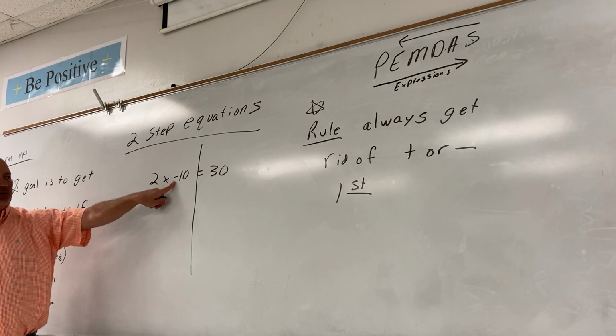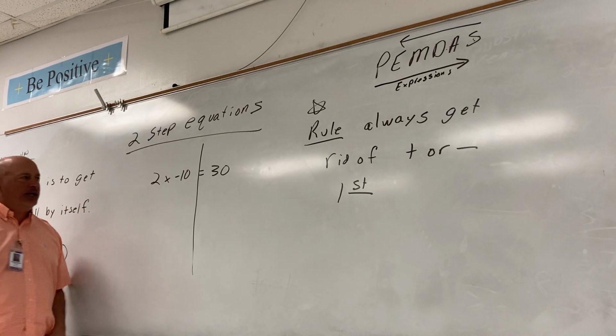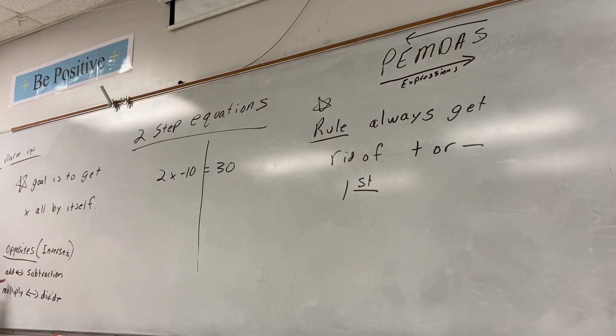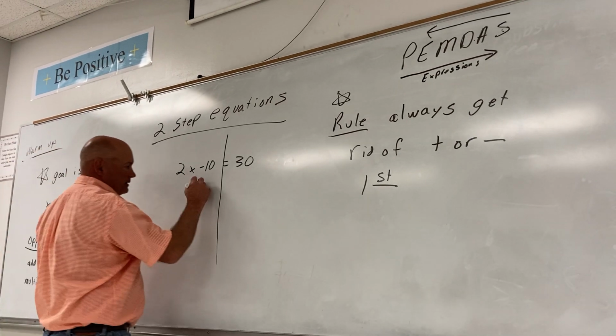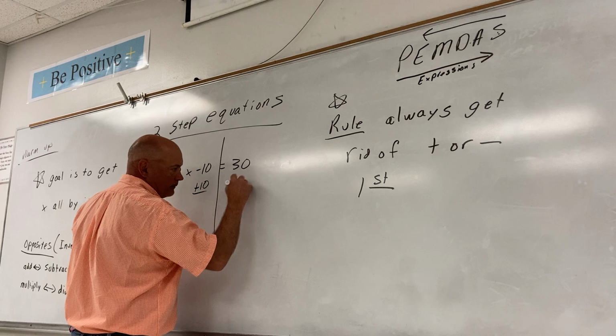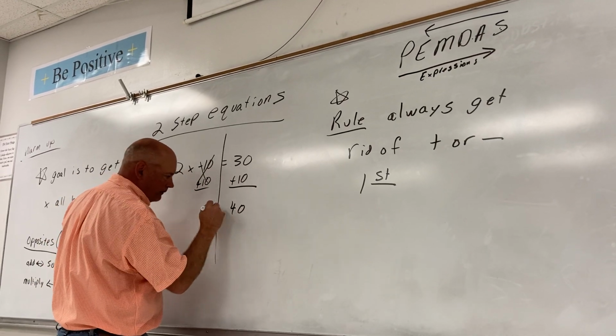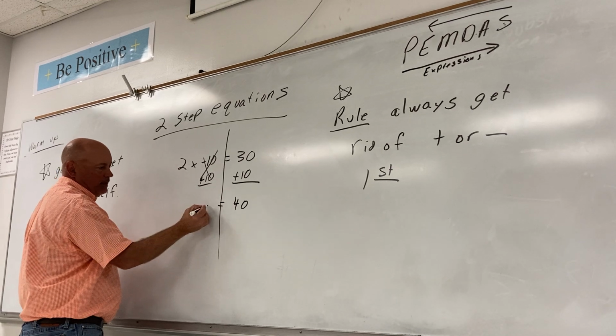All right, so which number do I need to get rid of first? The times 2 or the minus 10? Well, how do I get rid of minus 10? The opposite is add. Add 10. What's 30 plus 10? 40. And bring down the 2x.